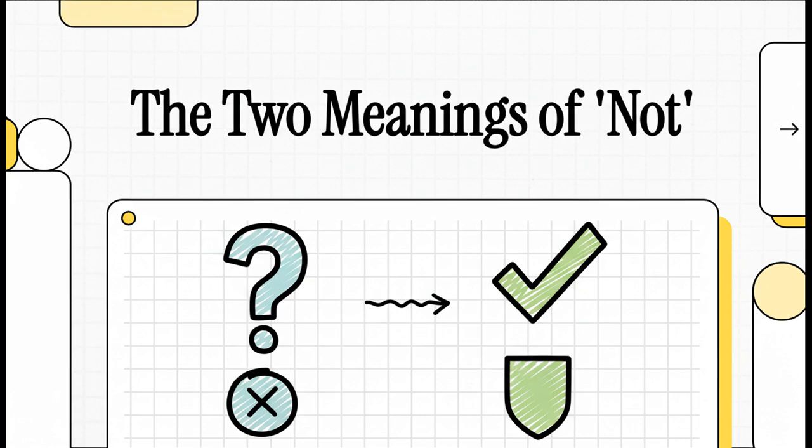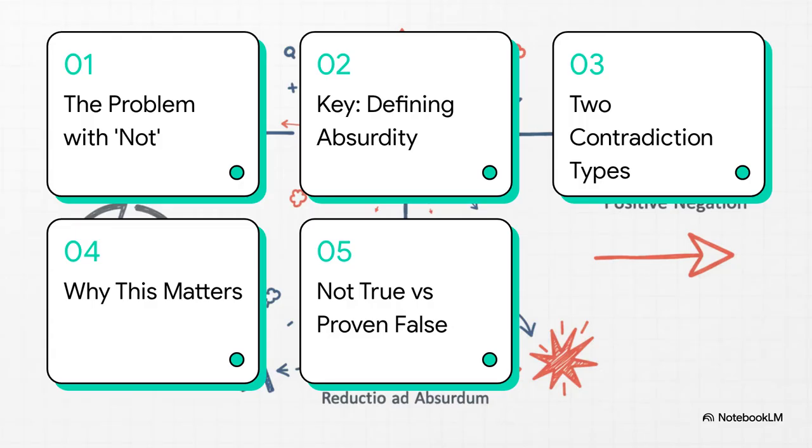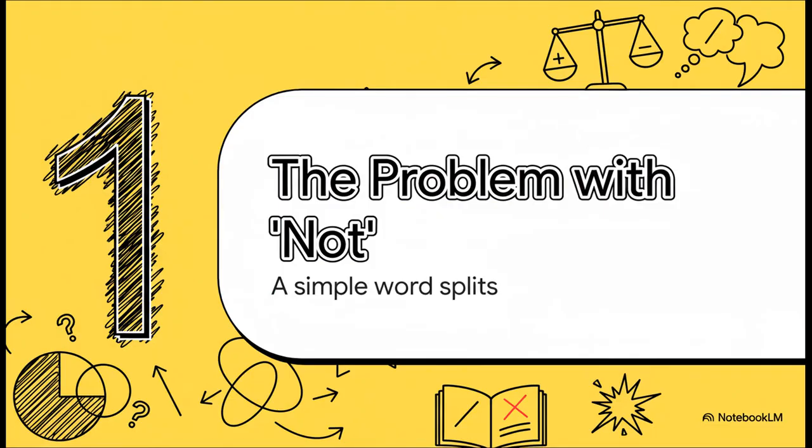Let's get into it. So here's our game plan. First up, we're going to look at the problem with not itself. Then we'll find the key, and it's all about defining this one word, absurdity. You'll see how that one definition is what creates the two different types of contradiction. After that, we'll explore why this matters so much, looking at something called intuitionistic logic. And finally, we'll wrap it all up with the big takeaway, the difference between not true and proven false. Sound good? Let's go.